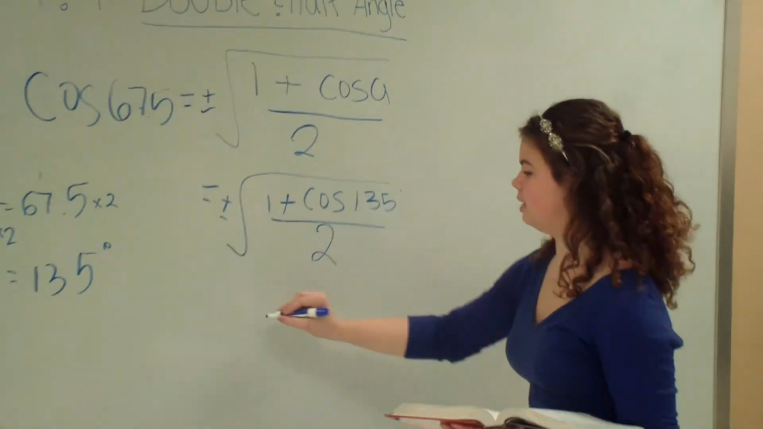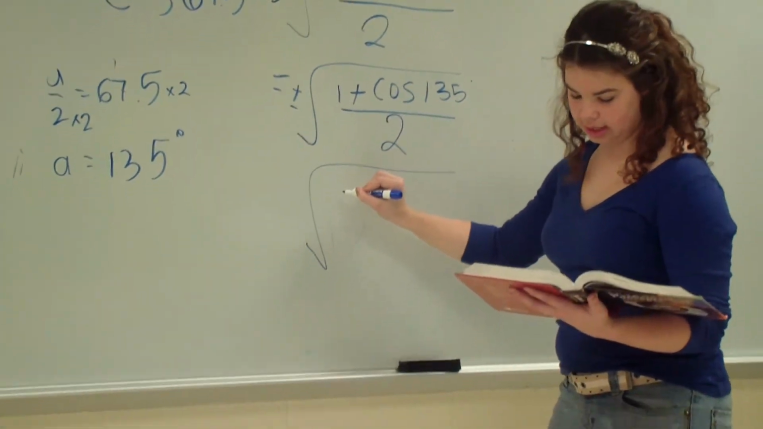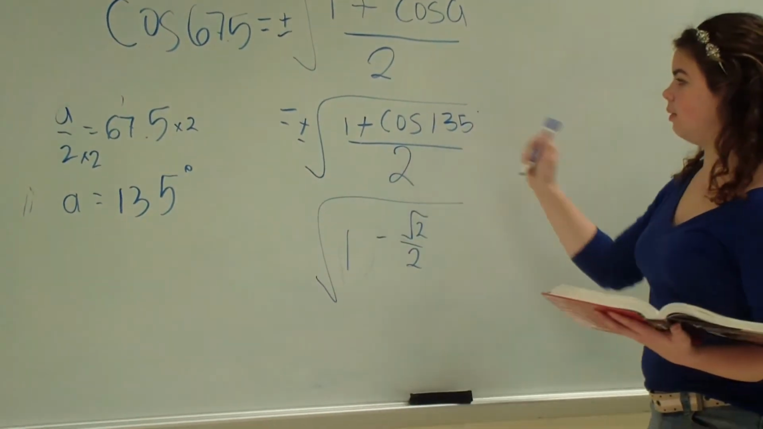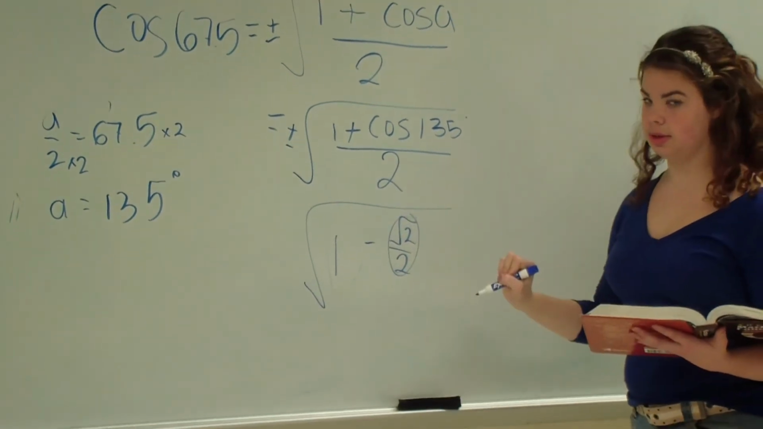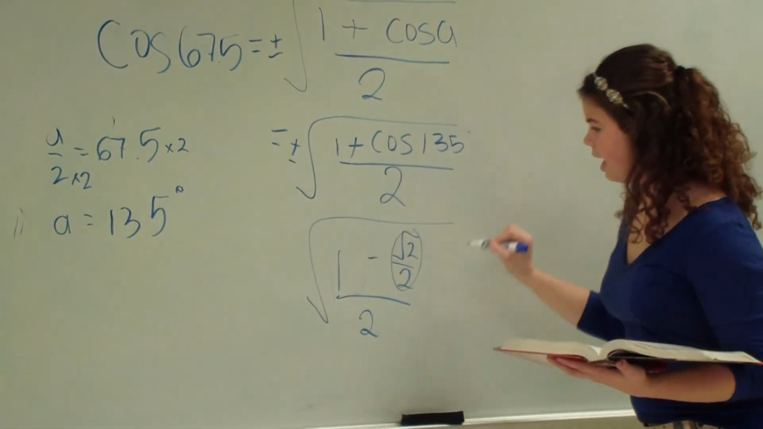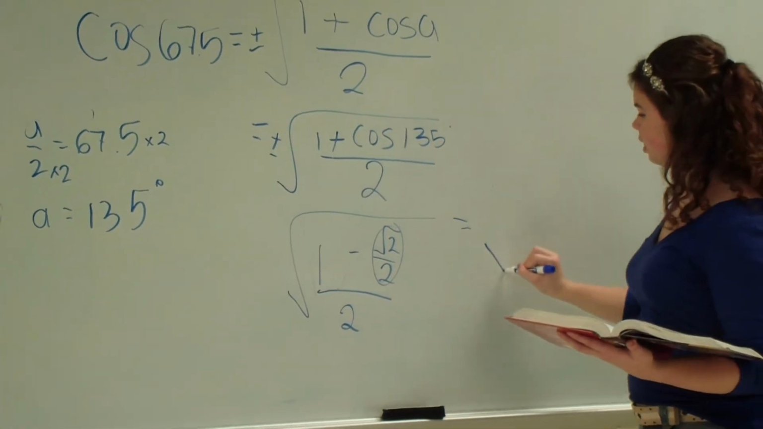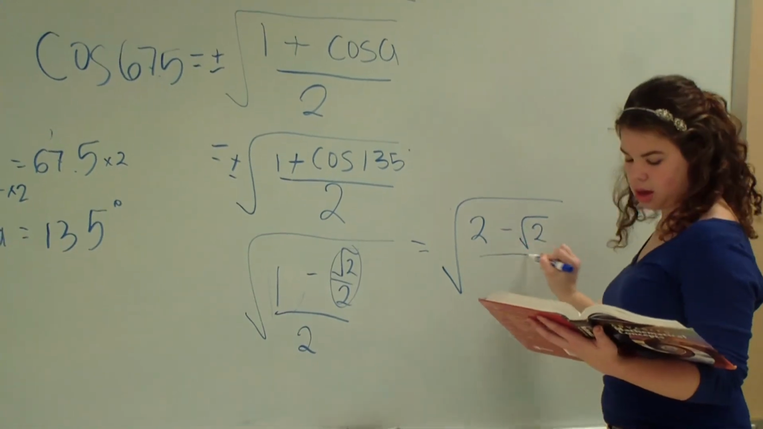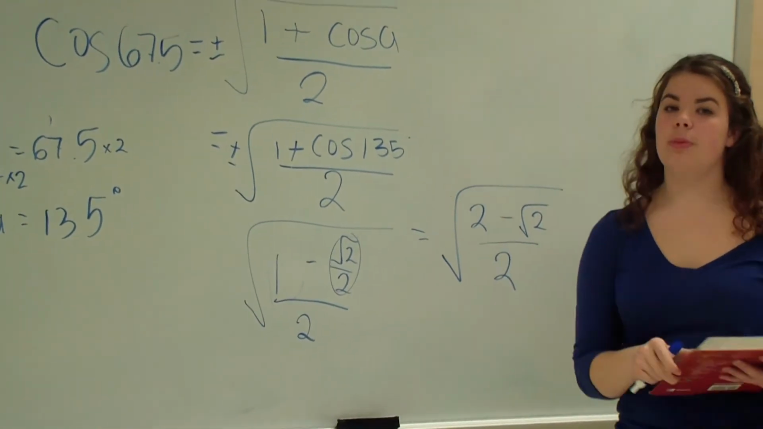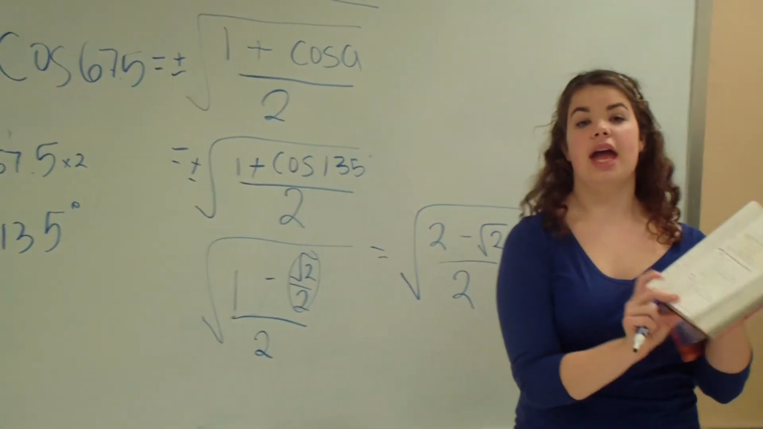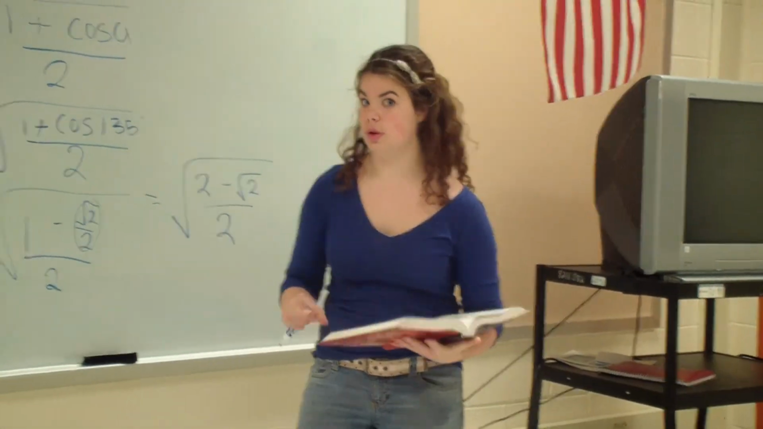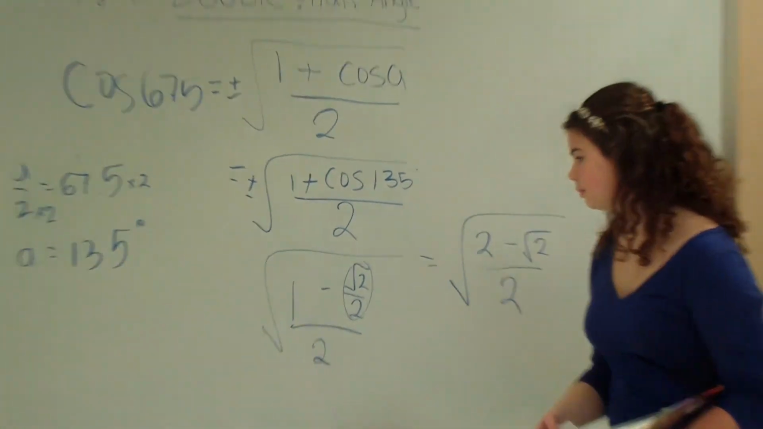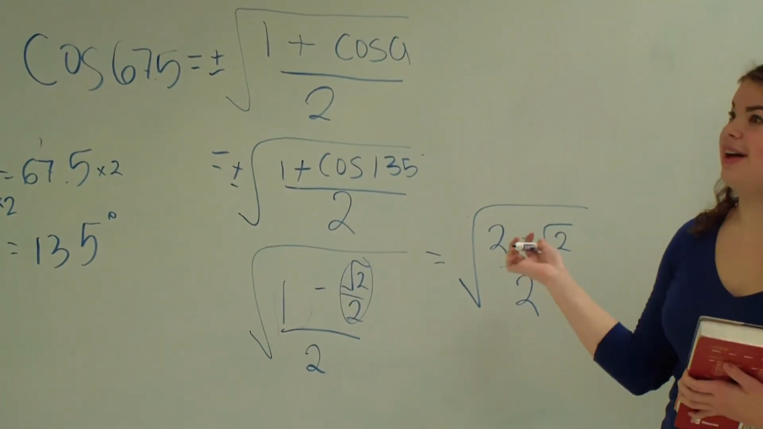And you will get the simplification, which is 1 minus the square root of 2 over 2, because cosine of 135 is equal to this number over 2, and your answer will be the square root of 2 minus the square root of 2 over 2. And if you need help with the simplification of the math, it's all explained in your textbook. So don't worry if you didn't understand how I got this number. Okay, and that is how you solve half angle problems.